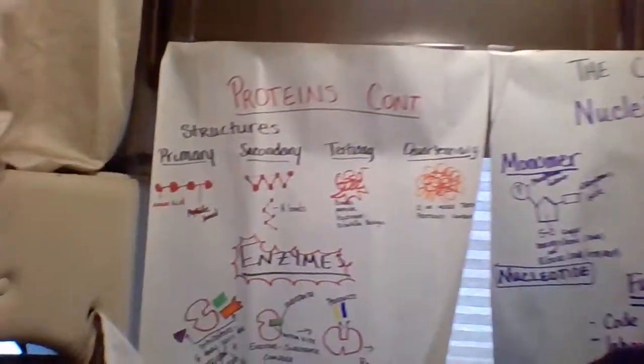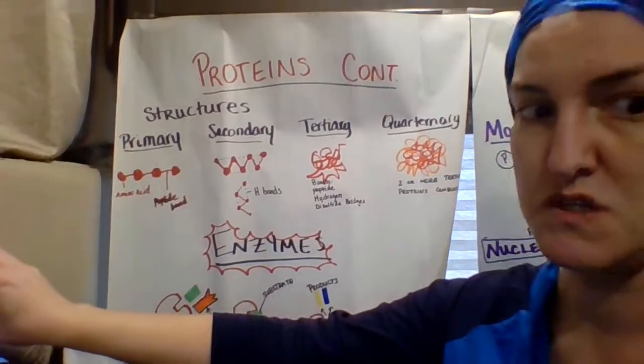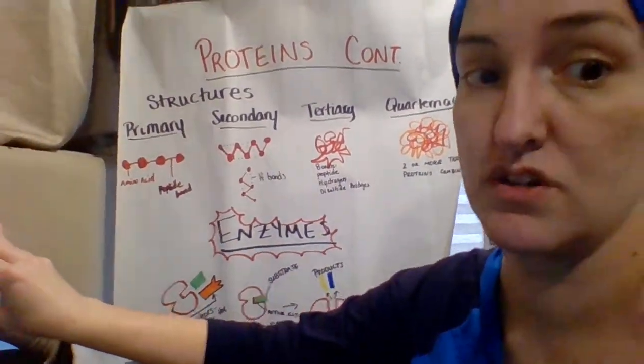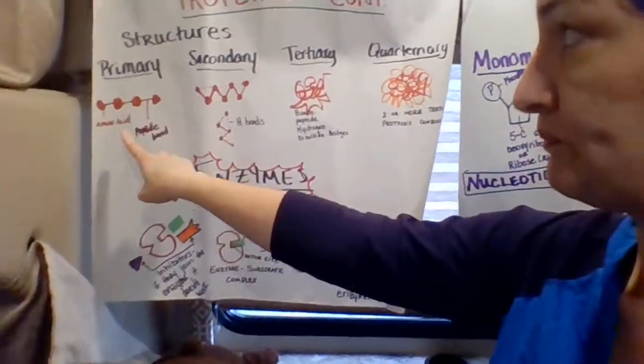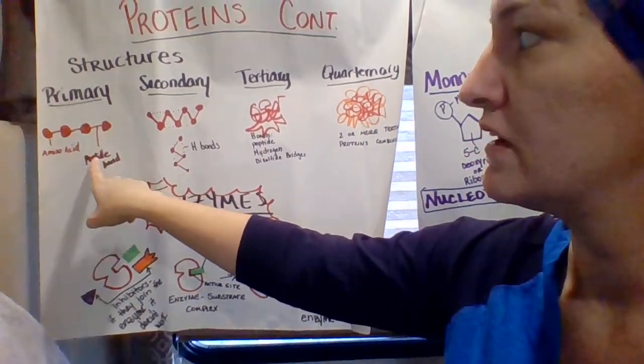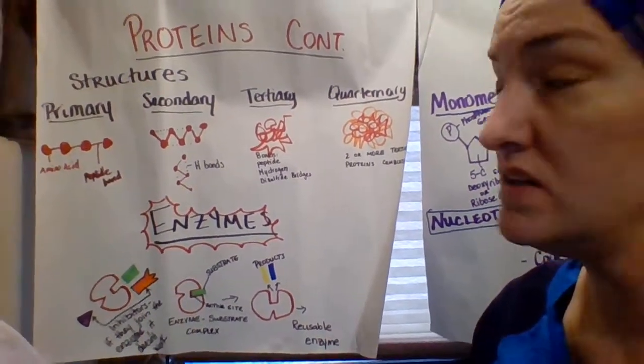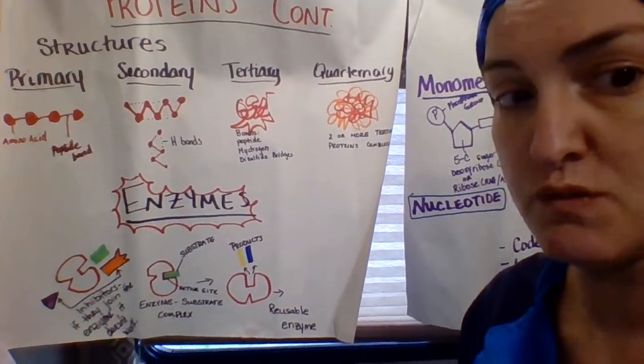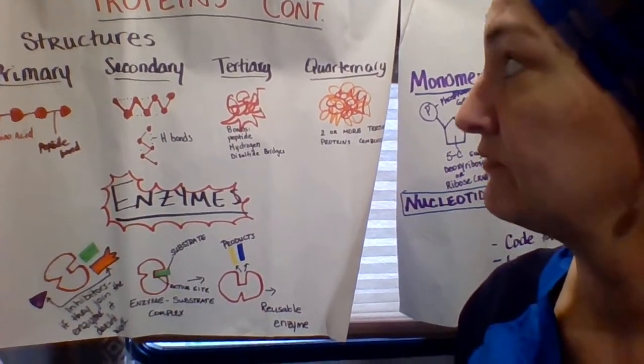Let me see if I can bring this just a little bit closer so you can see a little bit better. Although all of these will be posted as individual pictures for your use as well. Primary structure is where we have amino acids combined together using a peptide bond. That is the simplest structure. This is what we get when we go through translation.